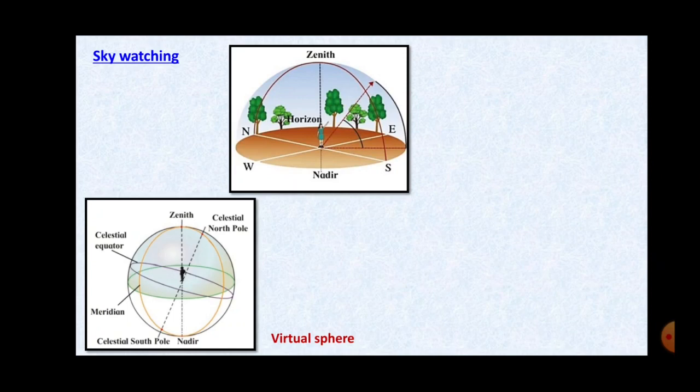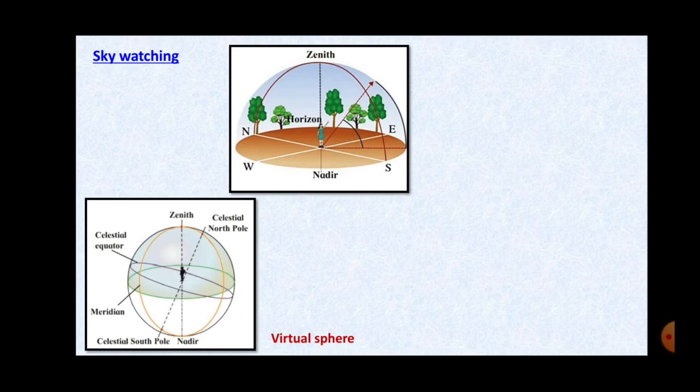Right? Now, the first is zenith. What is zenith? When we stand on the ground, the point on the celestial sphere exactly above our head is called the zenith. As you can see, that girl is standing, and exactly on the top of her head, the point is called the zenith. And the point exactly below our feet is called the nadir.